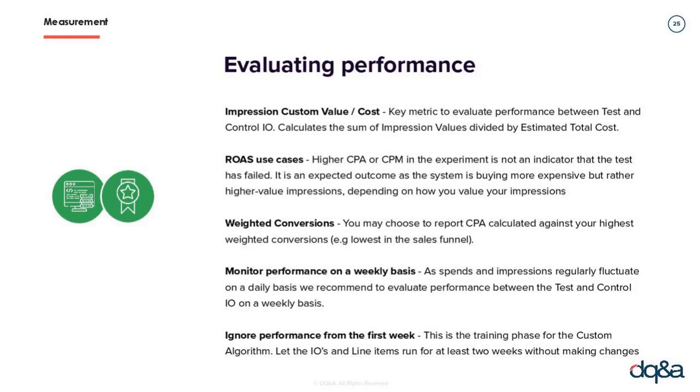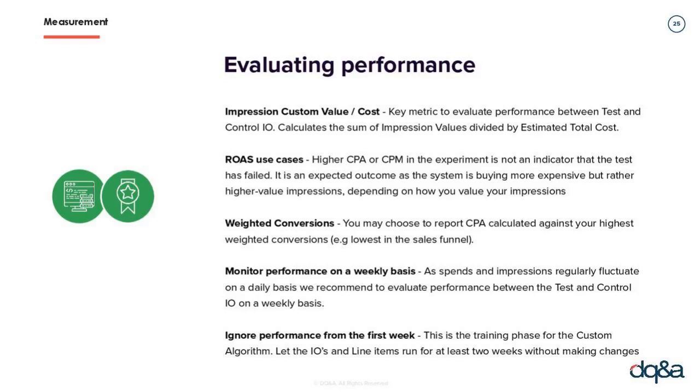For return on ad spend use cases, a higher CPA or CPM in the experiment is not an indicator that things went bad. It is an expected outcome, as the system is potentially buying more expensive, but looking at higher value impressions, obviously depending on how you value your impressions. And for weighted conversions, if you have different conversions in there and you apply a score like we saw in one of the examples before, you may well choose to report on a CPA calculated against your highest weighted conversion, so the lowest in the sales funnel.